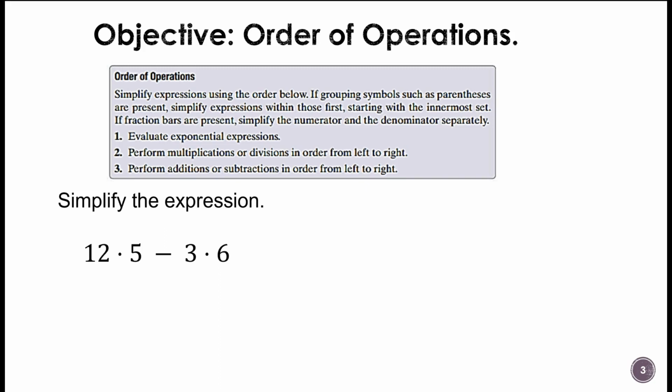We perform multiplication and division in order from left to right, addition and subtraction in order from left to right. And so subtraction might come before addition. Division could come before multiplication. So in this first example, we are going to multiply. We have two things to multiply, and then there's also subtraction, but we multiply before we subtract. So we're going to take 12 times 5, which is 60, and subtract 3 times 6, and that's 18. So now it's just subtraction, right? 60 minus 18, it will be 42.